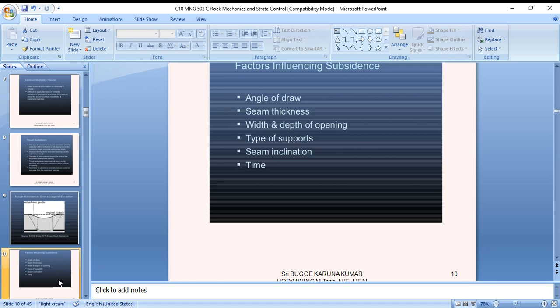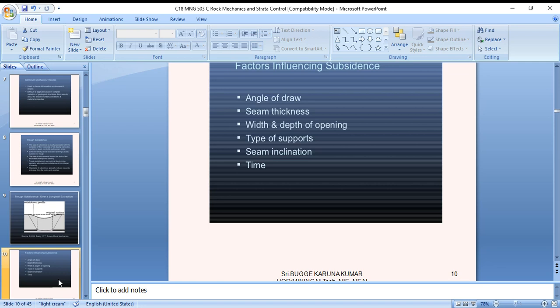Angle of draw is measured from the edge of the excavation to the point where the subsidence vanishes, and the vertical. The angle in between these two is the angle of draw. Seam thickness also influences subsidence: the greater the height of the seam, the more material will fall, so that much quantity is expected to be affected up to the surface. Width and depth of the opening is also one of the major factors.